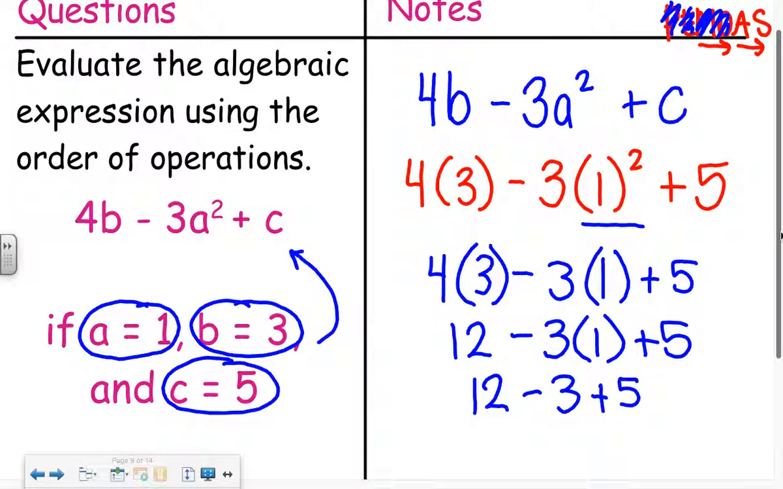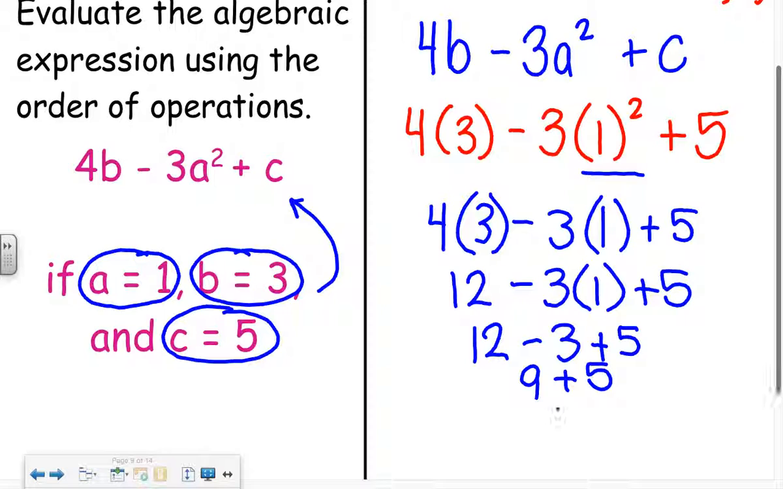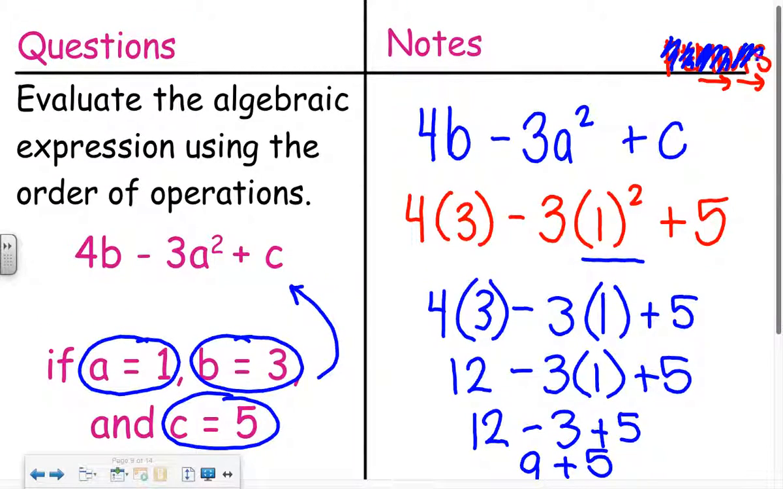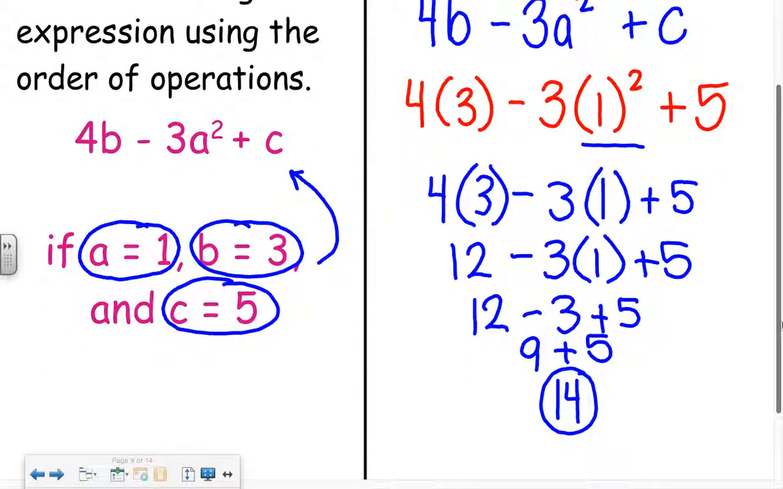And then all we have left is addition and subtraction. Now we're going to add and subtract from left to right. The first one that comes is the subtraction. So 12 minus 3 is 9. And 9 plus 5 is 14. So 14 is my answer for that problem.